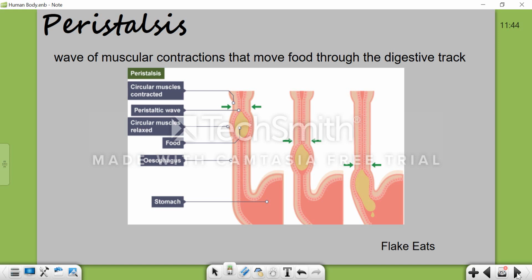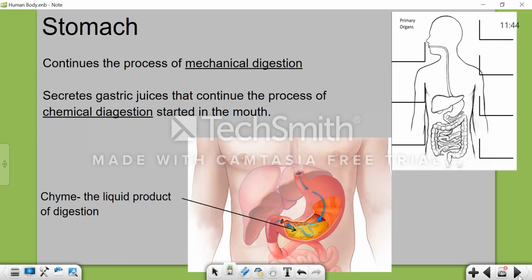Peristalsis is a wave of muscular contractions that just helps push food down. It looks exactly like what you see in this picture. There is a video of Flake eating, and I'll post that for you to see because it's a great example of peristalsis. We're not doing our activity.